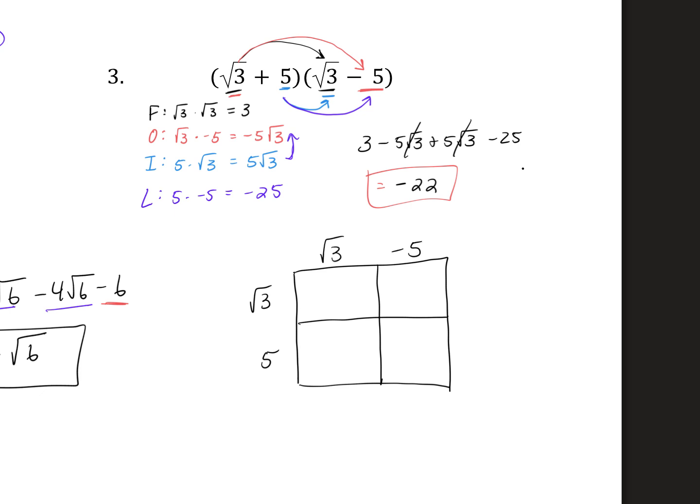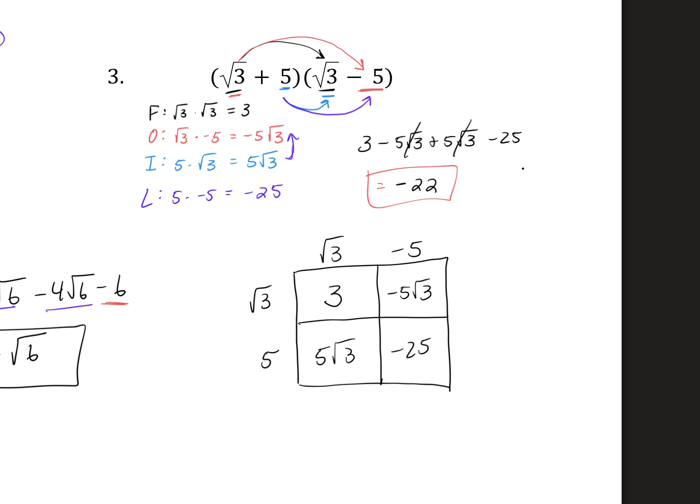Negative 5. Okay, now we're gonna multiply these two together in this box. Root 3 times root 3 is just 3. Negative 5 times root 3 is negative 5 root 3. In this box, I'm going to have 5 root 3. And in the last box, I am doing 5 times negative 5, which is going to give me negative 25.